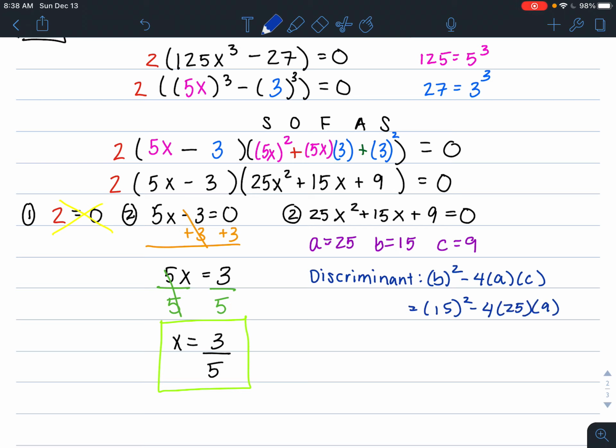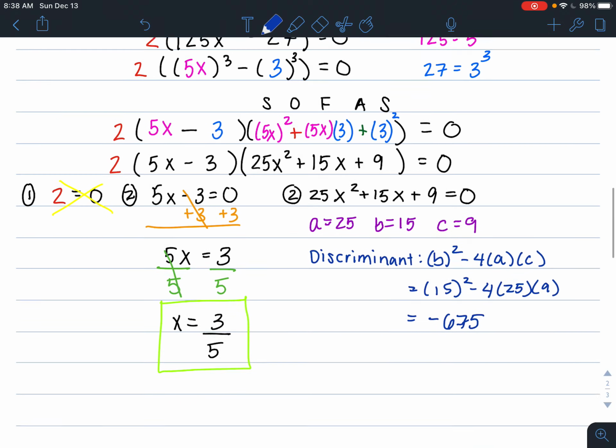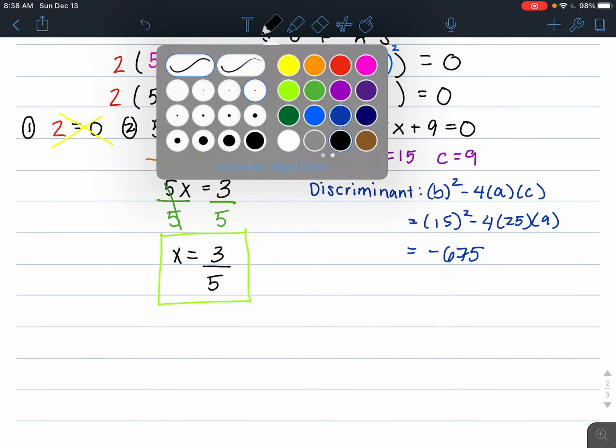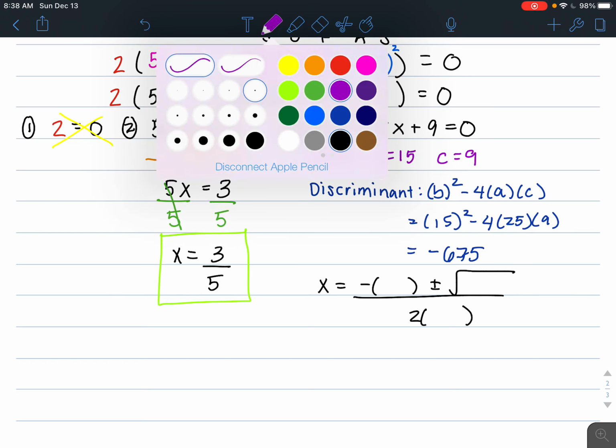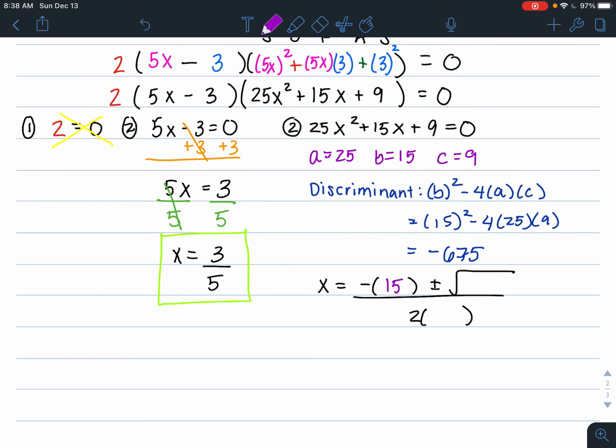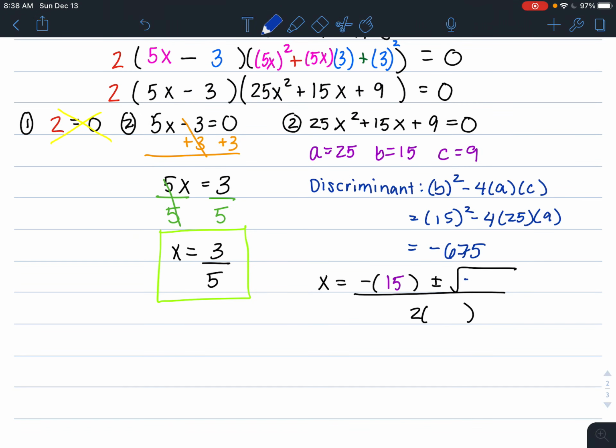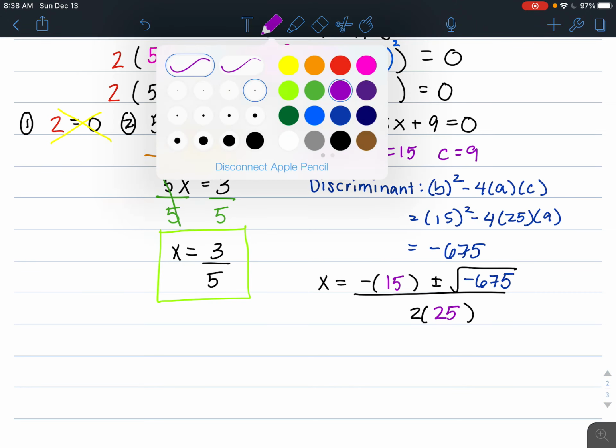And right, we could figure that out in our head if we were given enough time, but I'm going to cheat and use my calculator. And by cheat, I mean I'm just going to use the easiest option. Not really cheating. So I'm going to get that this is negative 675. So right, we're going to go ahead and set up our quadratic formula now. So I'm going to get x equals negative of b, so negative of 15, plus or minus the square root of the discriminant, all over 2 times a. My a value is 25.